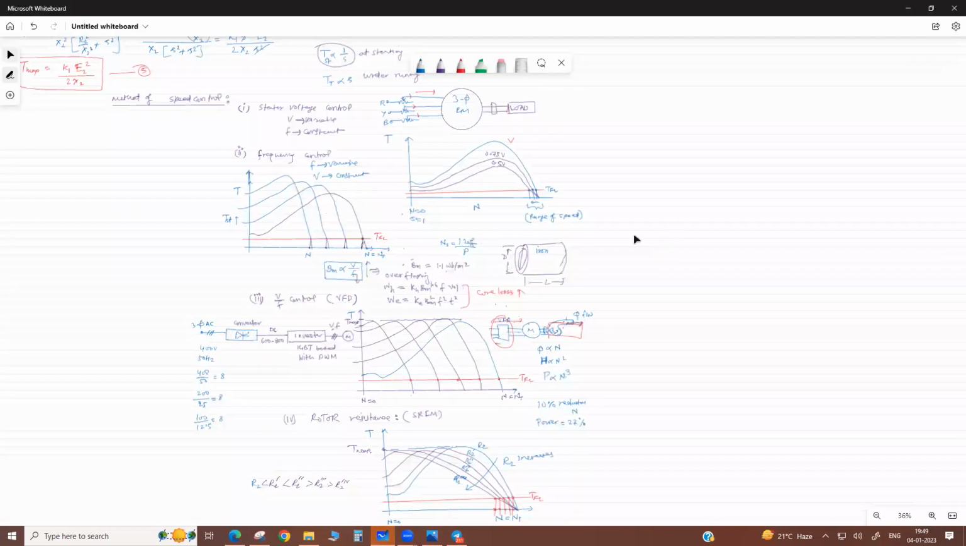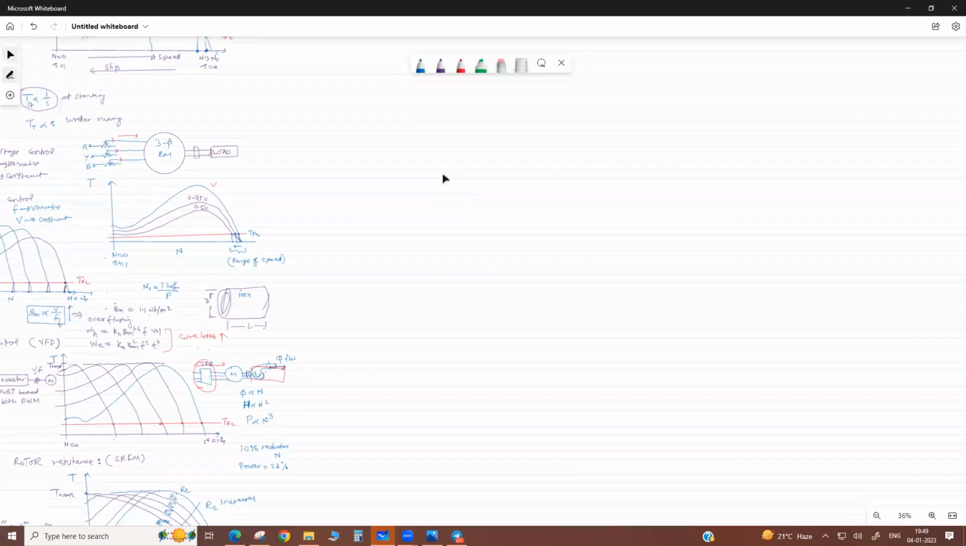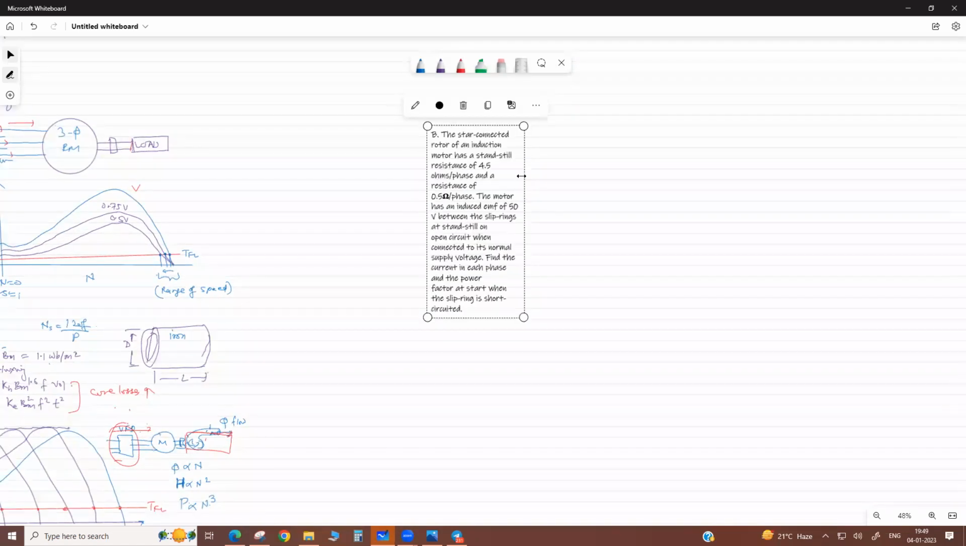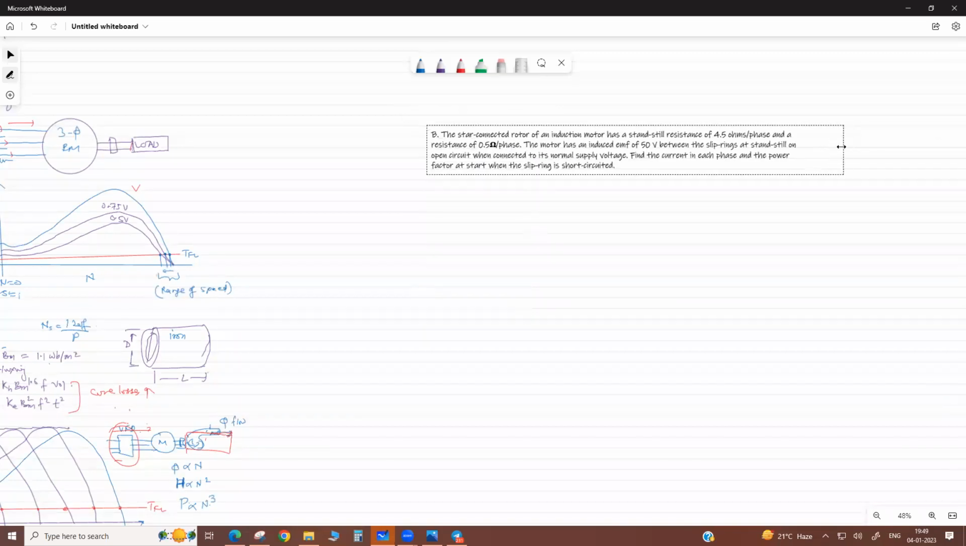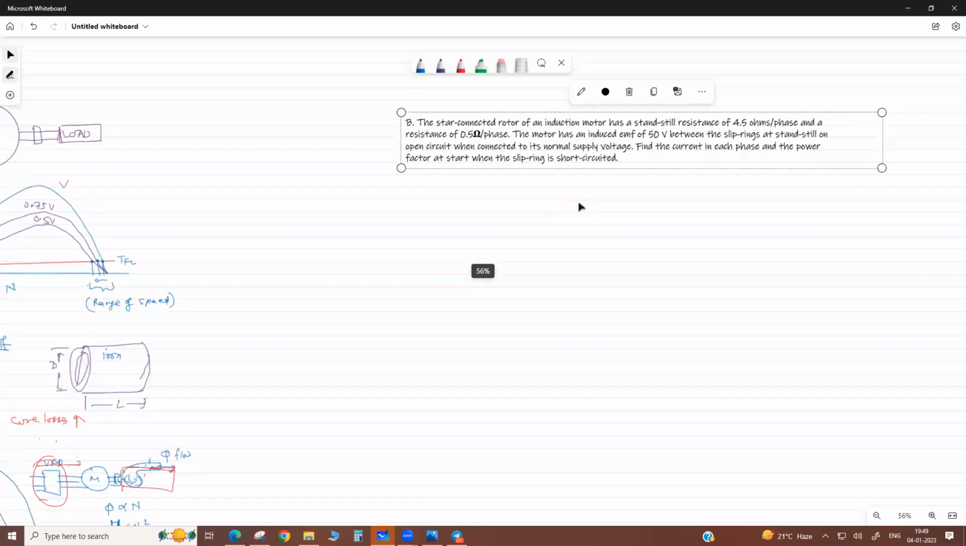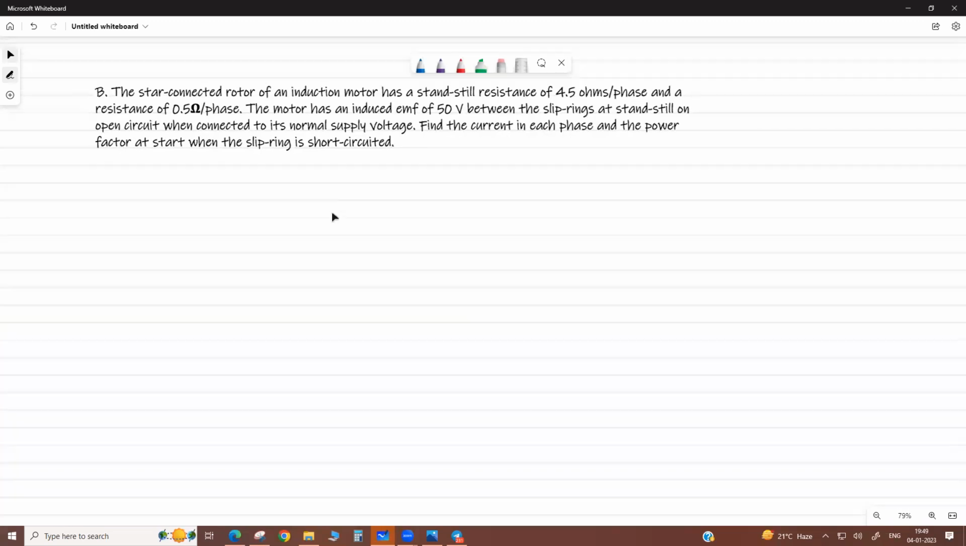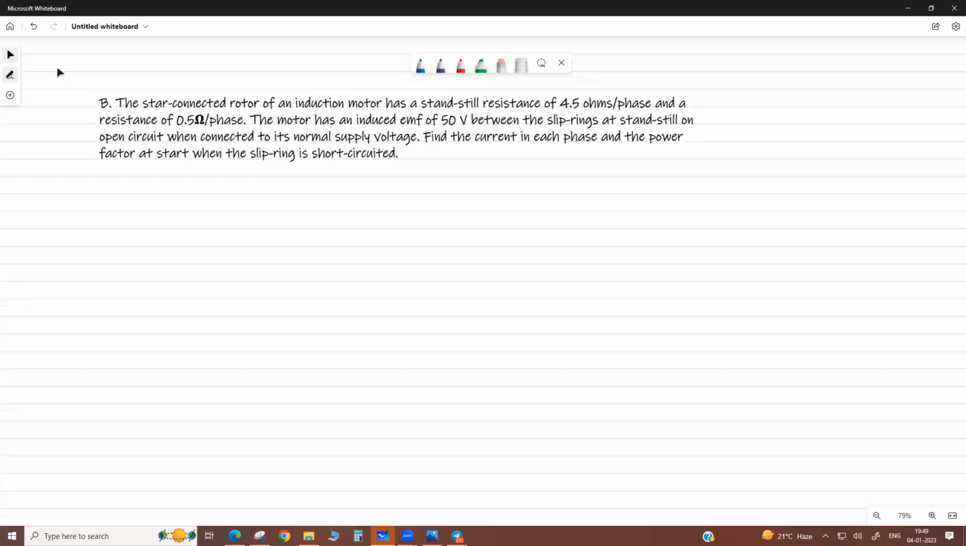Suppose this kind of question is asked. He said star connected rotor, which means he is talking about a wound rotor, my dear. And a wound rotor is always connected in star.